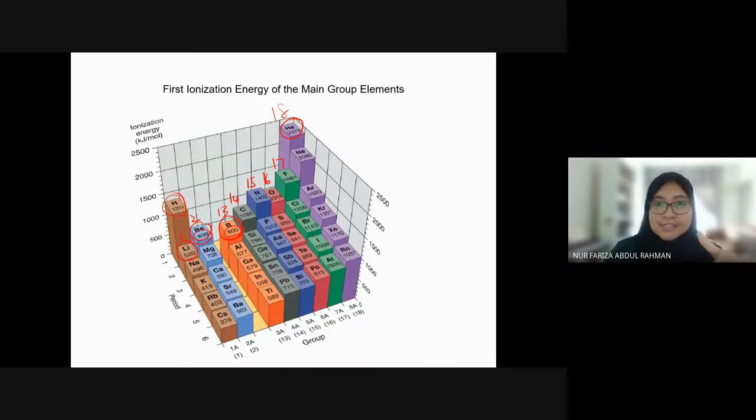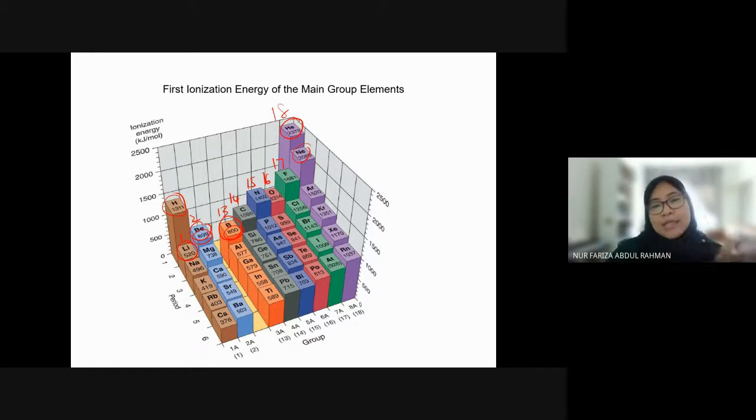Okay, kenapa dia decrease dekat situ? And then for fluorine, okay, they follow trend balik, dia increasing. And then neon, dia increasing. Okay, so this is what we call abnormality. Okay, abnormality or anomaly.